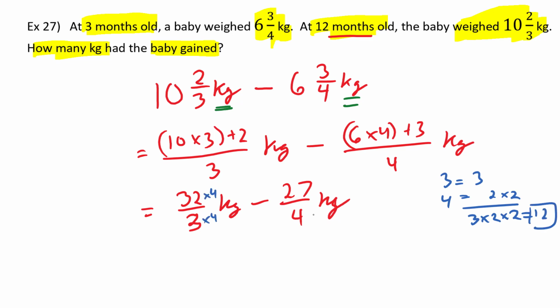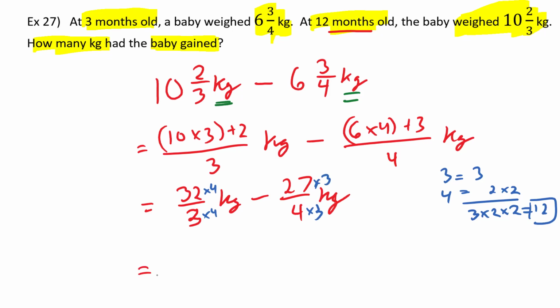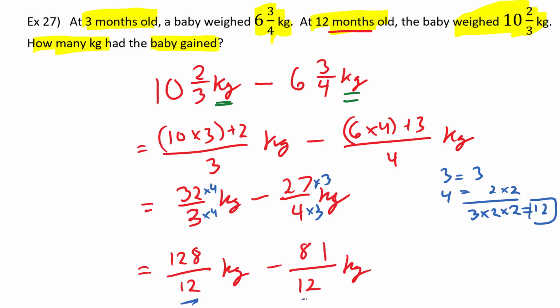4 and 4. 3 and 3. Convert those over. 4 times 32 is 128 over 12 kilograms. 3 times 27, that's going to be 81 over 12 kilograms. Now we have a common denominator of 12. We have common units. What we do now is we apply our math to the numerators.